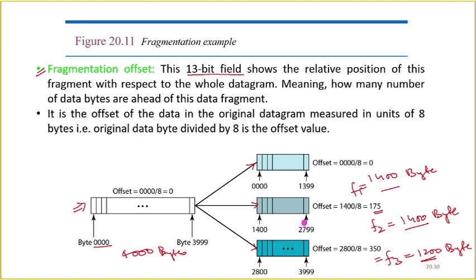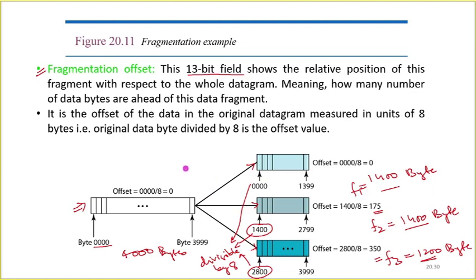One more point is that the data is always divided such that the first byte of each fragment is divisible by 8. It should be selected such that the first byte of each fragment is divisible by 8.